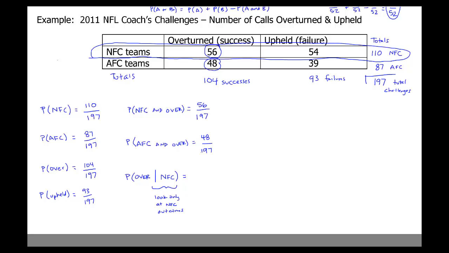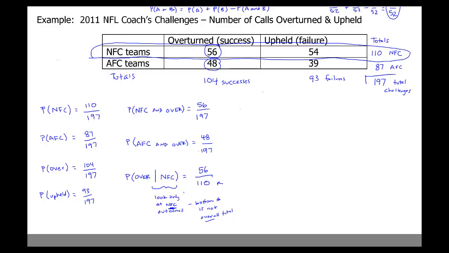And what's the probability of being overturned given that it's an NFC team? The overturned number in that row is 56, and the total number of challenges by NFC teams was 110. Okay, so now instead of 197 on the bottom, you can see that changes. So when you have given, the bottom number of your fraction is not going to be the overall total anymore. It's only going to be the total of the outcomes you're interested in, which is the NFC outcomes.